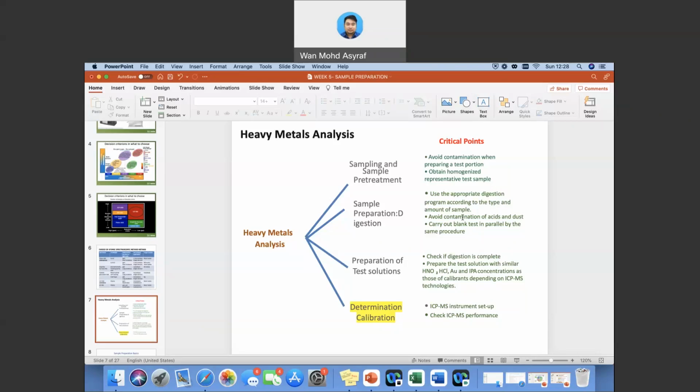In terms of sample preparation or digestion, this is what you are going to learn now. You need to use digestion according to the type and amount of sample. We have different types of sample. If you have a liquid sample, then you have a different type of sample preparation or digestion. If you have a solid sample, that's going to be different, right? So we are going to look at this in depth after this.